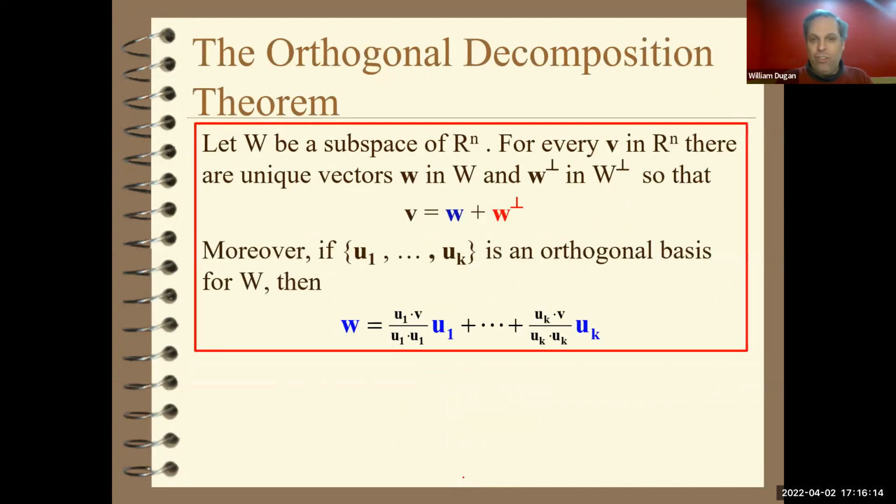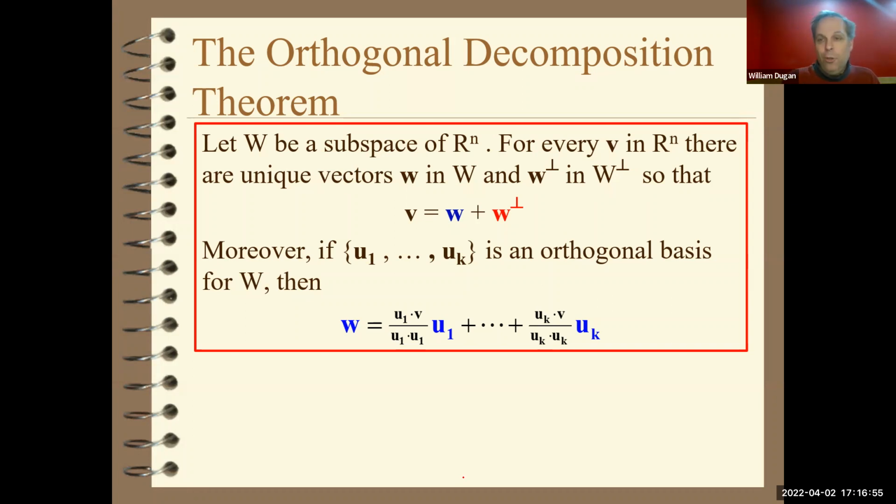So just the theorem first. If you give me any subspace of Rn, then for every single vector in Rn there are two vectors, one in the subspace and one in its orthogonal complement. So the vector v is the sum of the two vectors that are guaranteed. Moreover, that vector w that's in the subspace W has got to be the sum of the projections of v upon the different vectors in the orthogonal basis for the subspace W.